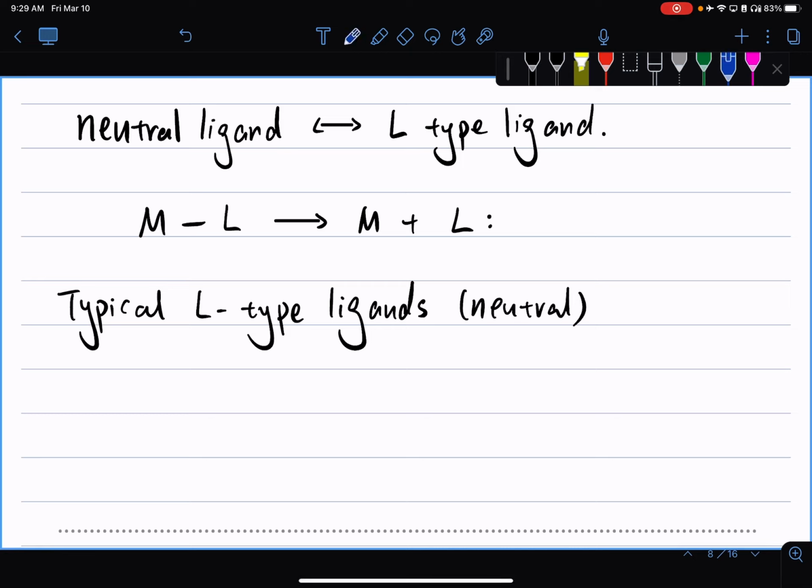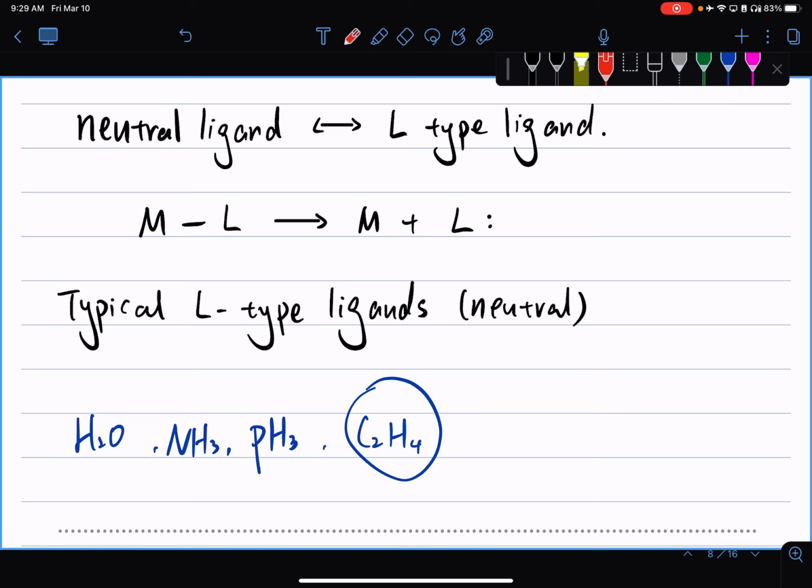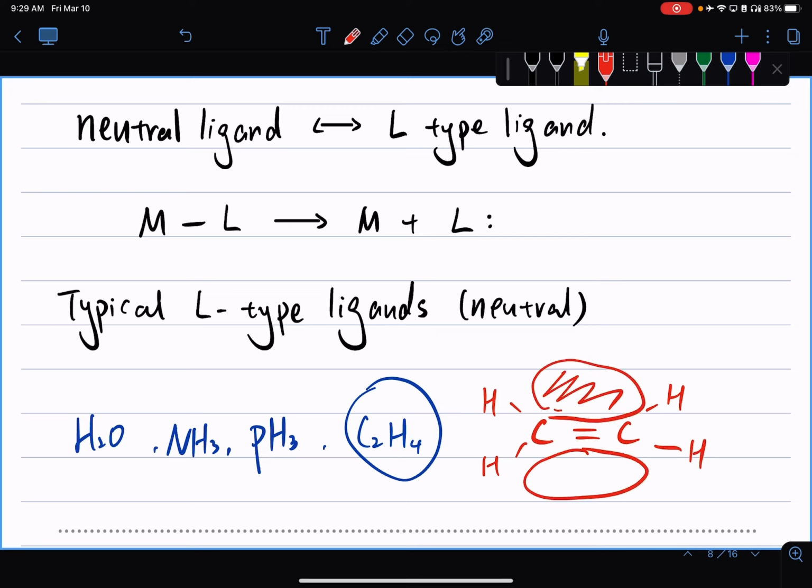So you can imagine molecules with a lone pair like water, ammonia, PH3, or even an alkene. This one is a little bit special. It doesn't have a lone pair, but you have p orbitals that can donate electron density into a transition metal center. So if we write that out, you can have a pi MO that donates electron density.